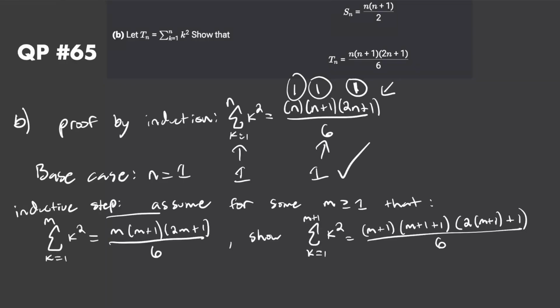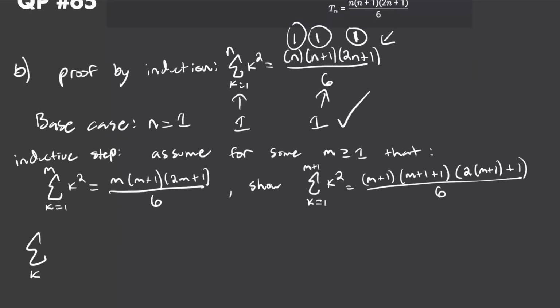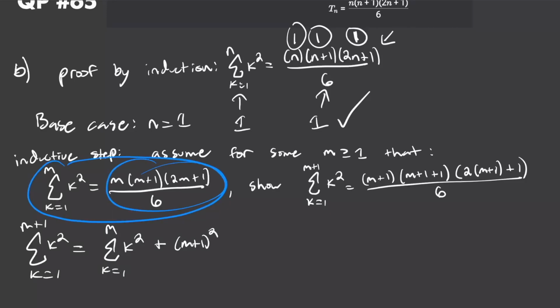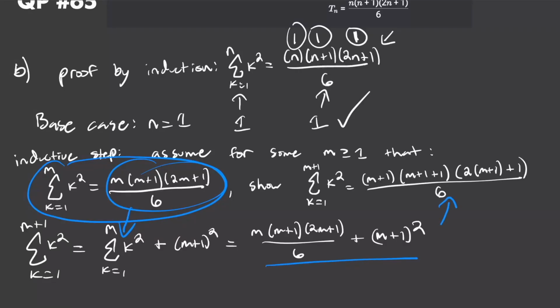So now for my inductive step, I assume that this formula is true for some m greater than or equal to 1. So I assume it's true, and now I need to show that it's true for n equal to m plus 1, right? So this should be same vibes as before. The sum from k equals 1 to m plus 1 of k squared, we know that we can break that down into the sum from k equals 1 to m of k squared plus m plus 1 squared, right? Now we are assuming this formula to be true, so let's plug in this value right here for this one. Once I've plugged that in, I get this. Now we just need to show that it's going to be equal to this.